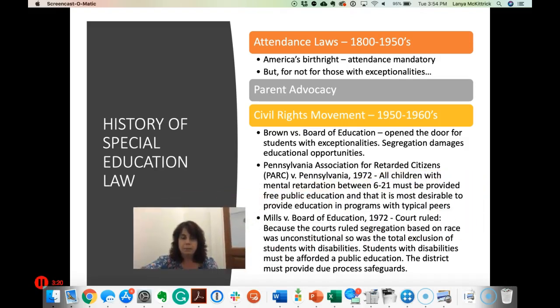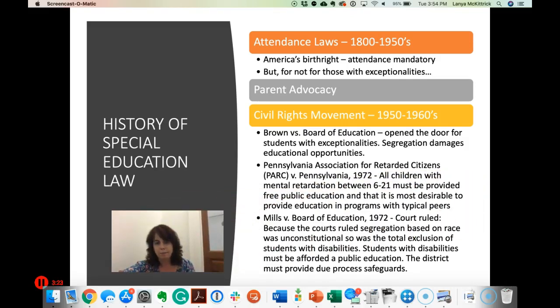Back to the history of special education. There's a lot of information in the module. I'm not going to get into all of it today because we'd be here for a really long time, but I would urge you to take a look at some of the laws that I am putting out here. Back in the 1800s and up until about the 1950s, it was really about attendance. It's America's birthright to have education available for everyone, but not for those with exceptionalities. Back then, if you had any sort of special education need, you were institutionalized, and you didn't have access to the same educational rights as others.